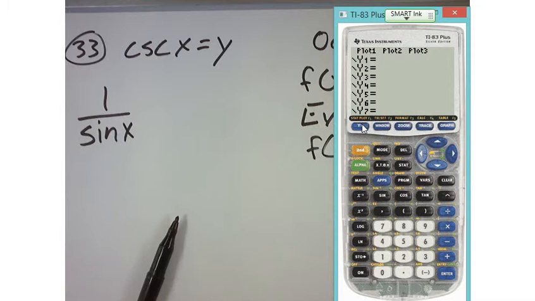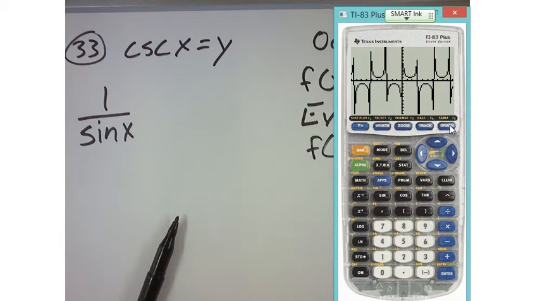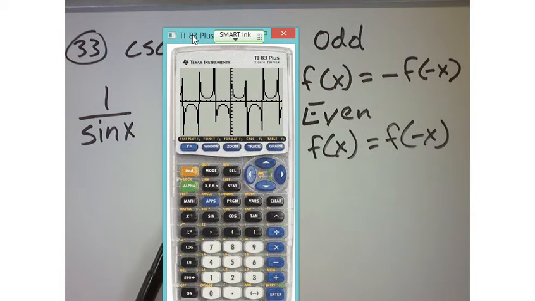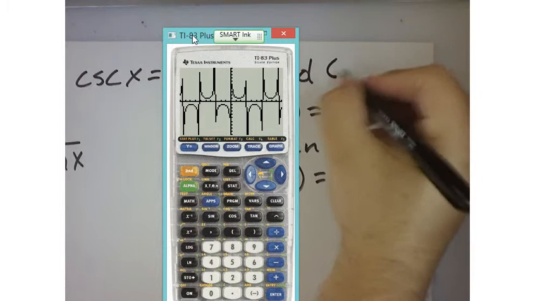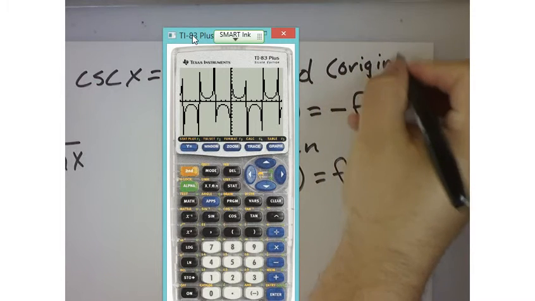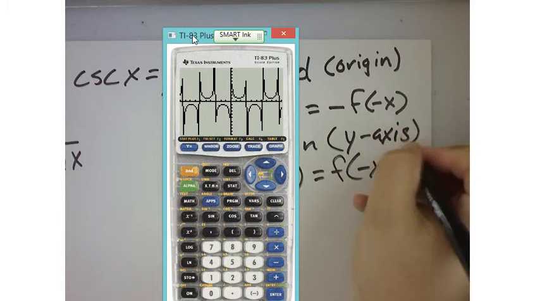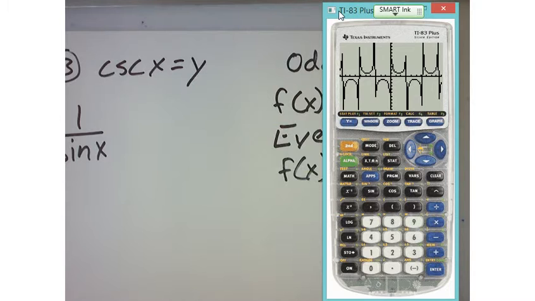So if I wanted to plug it into the calculator, I would say 1 divided by sine of x. And it'll look a little goofy. And then we could just look at the table of values. Now, the other thing that I didn't mention is that when you graph it, it's symmetrical. The odd functions are symmetrical about the origin. So here, this will have symmetry about the origin, and even will have symmetry about the y-axis. Okay? So when I look at this, this looks like it has symmetry about the origin.